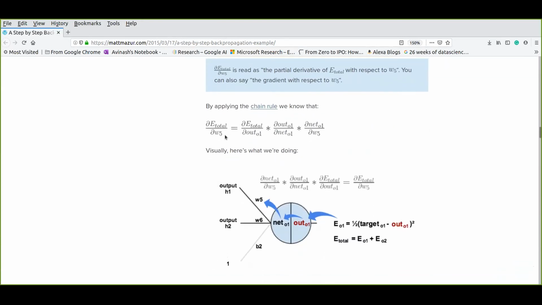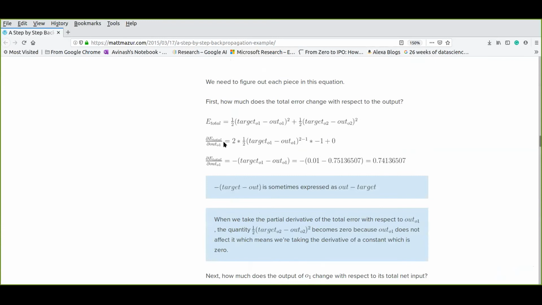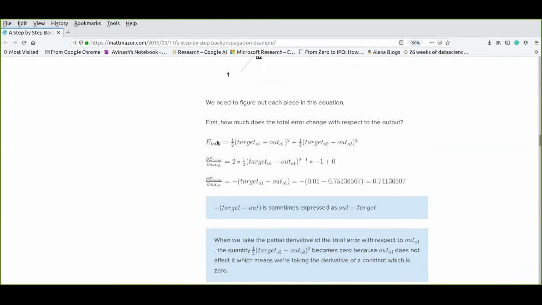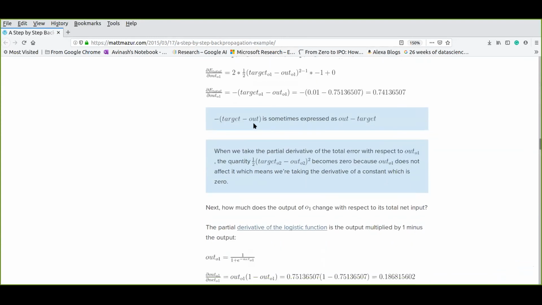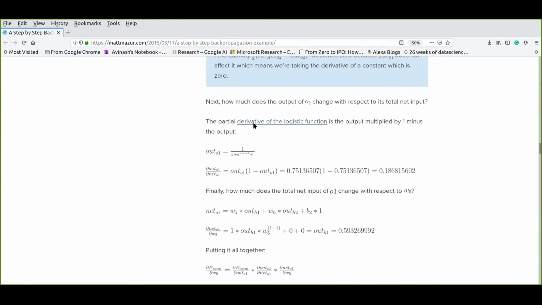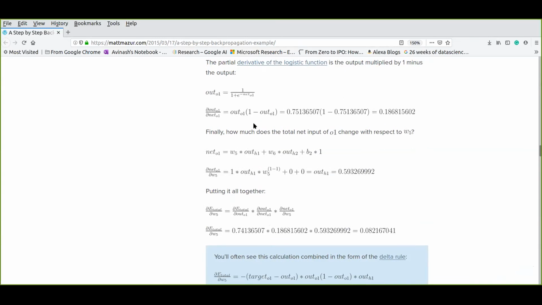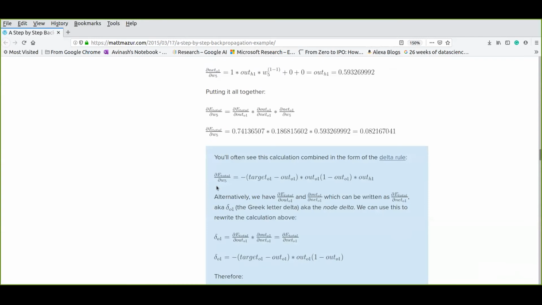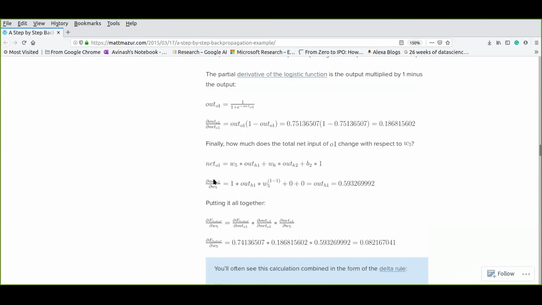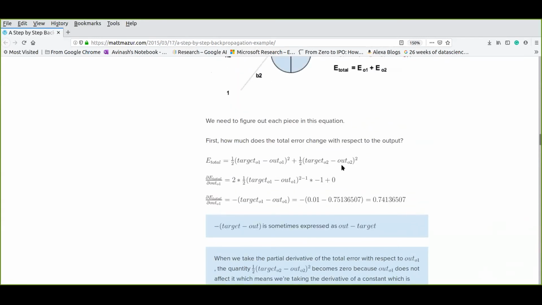That's this equation here. And now to calculate the partial derivative of E total. So this is the first part. Let's take this part here, the partial derivative of E total with respect to output O1, and let's calculate that. Here we can see that this is what we have for E total, and now we are taking a partial derivative of E total with respect to output O1.